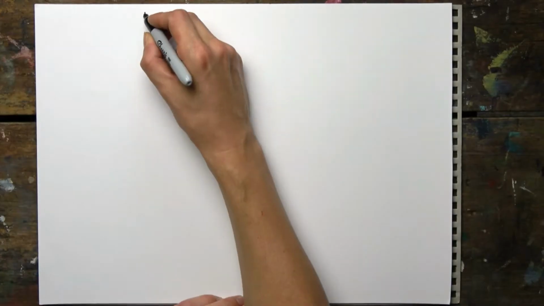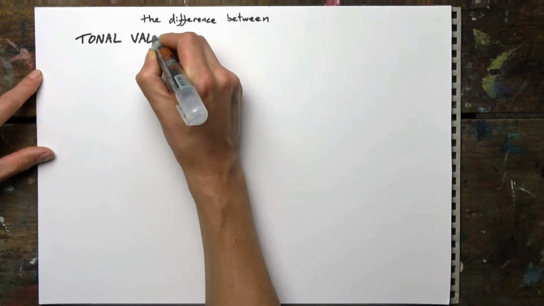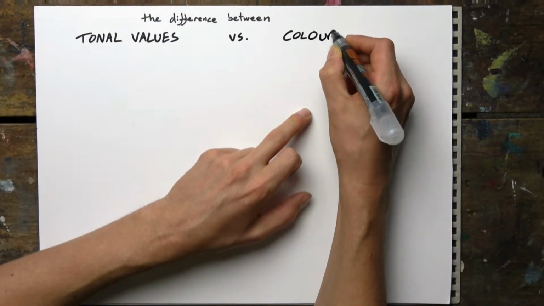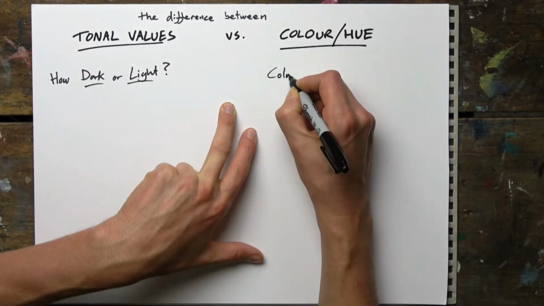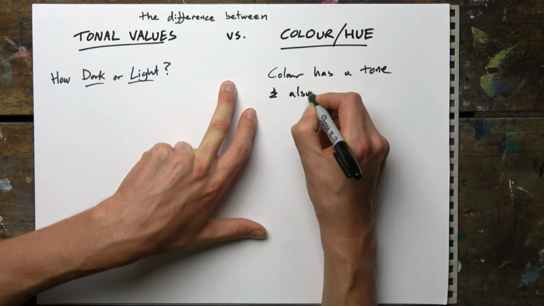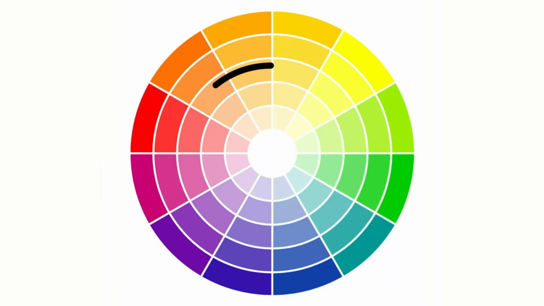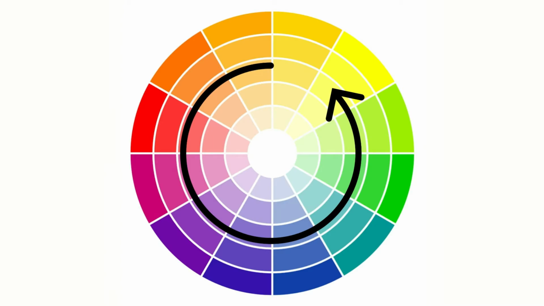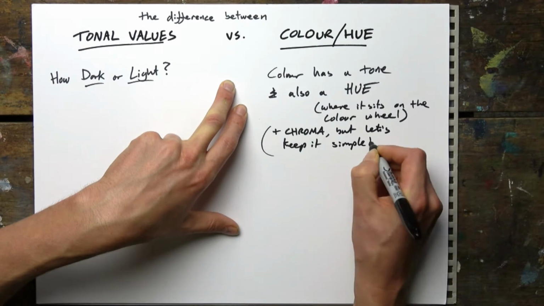I definitely recommend hopping back and checking out episode 1, which really lays the foundations for this video, where we're taking a deeper look at the difference and relationship between tonal values and colour. So tone is how dark or light something is, whereas colour has a tone, but it also has a hue, which as we saw in the last video is where it sits on the colour wheel. And of course a colour has a chroma, but for this video we are going to keep it simple.